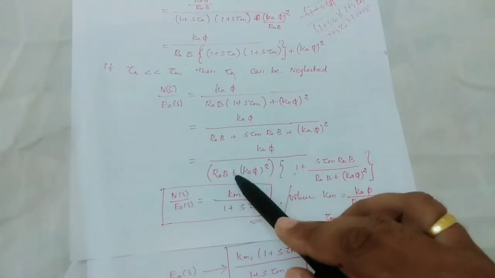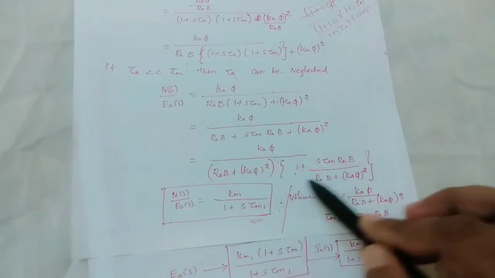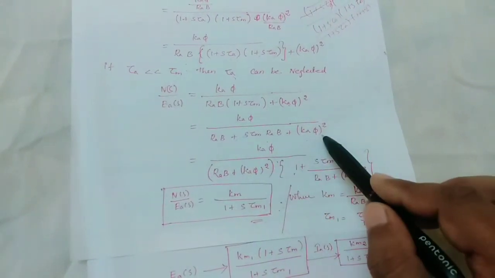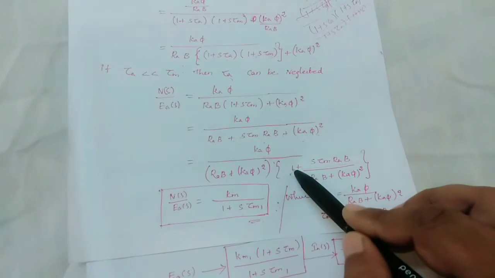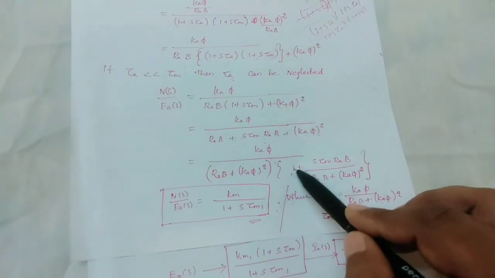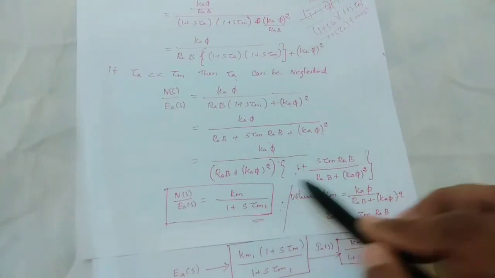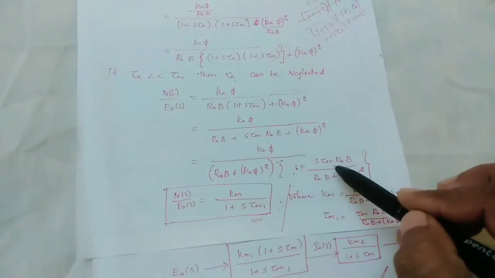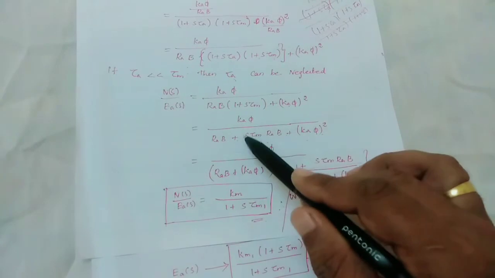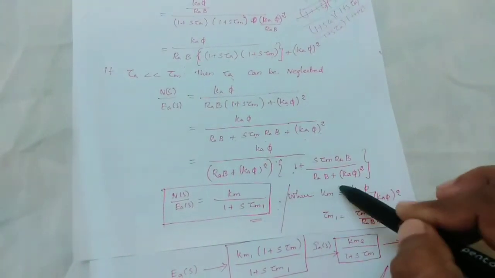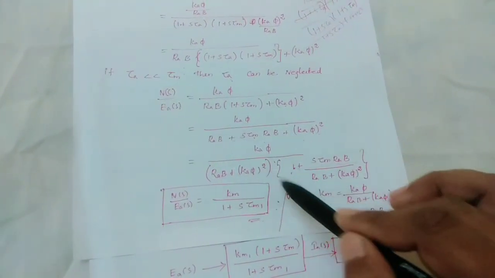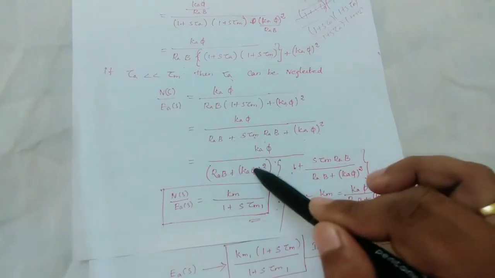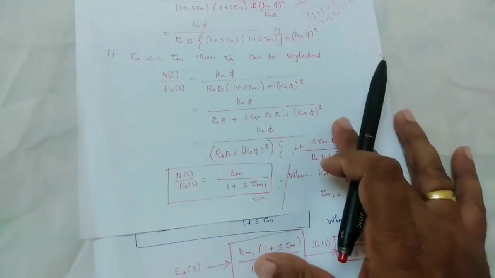If you multiply this entire term with this term, you will get this equation, that is RAB plus Ka by the whole square. This RA Ka by the whole square is multiplied here, which gets cancelled, so the remaining s tau M RAB will be available here. So we are multiplying these two terms, and then we will get this equation.